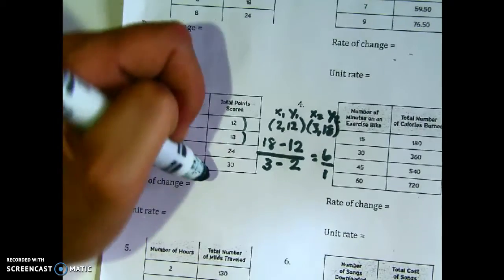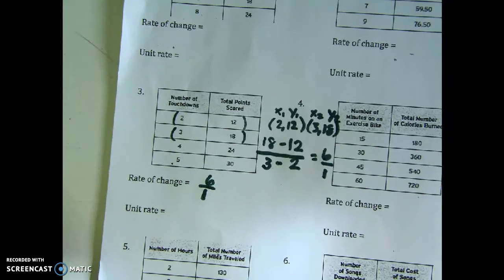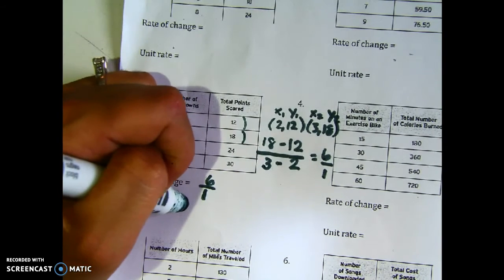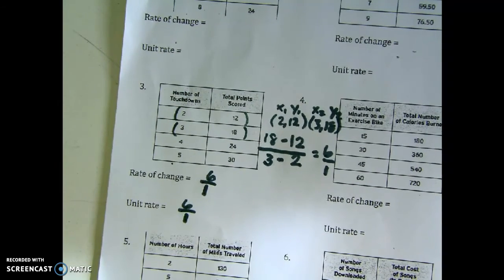My rate of change in this case is 6 over 1. But if we remember, having a 1 at the bottom also indicates unit rate. So in this case, my rate of change and unit rate are the same.